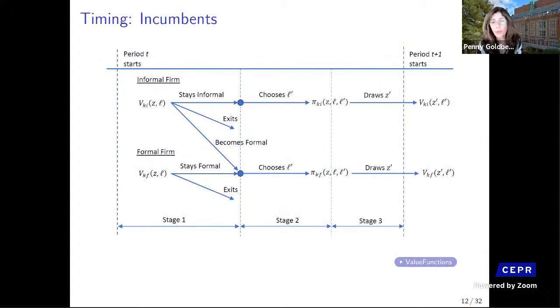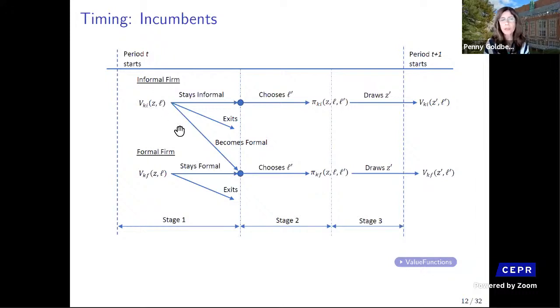And then we can consider the problem of the firm. Let me start with the incumbents first. There are two types of incumbents: the informal firms and then the formal firms, okay? Again, to remind you, K is going to be manufacturing or services. So consider an informal firm operating in sector K. This firm starts in period T with the value function V. The value function has two arguments, productivity Z and employment size L.